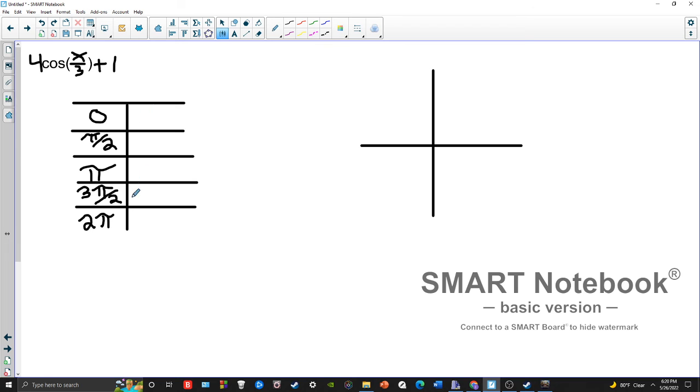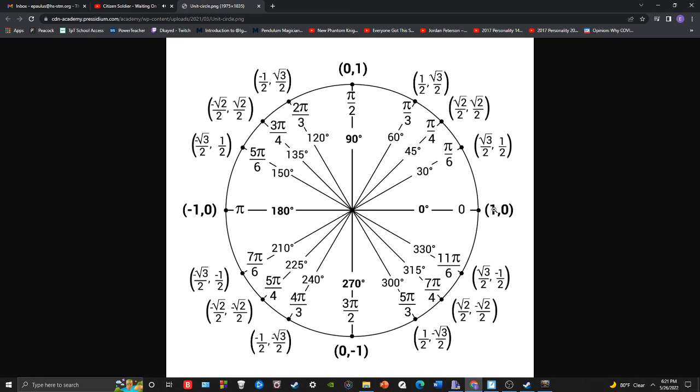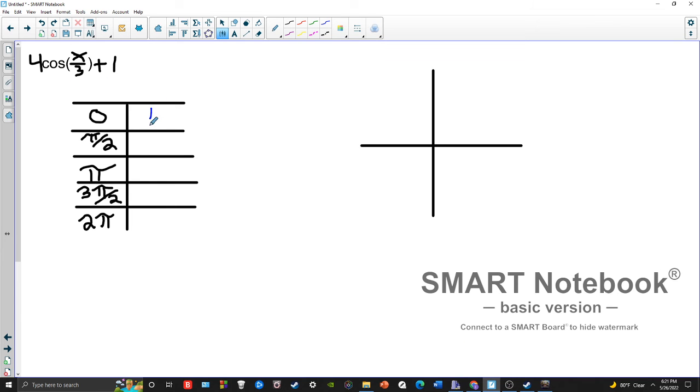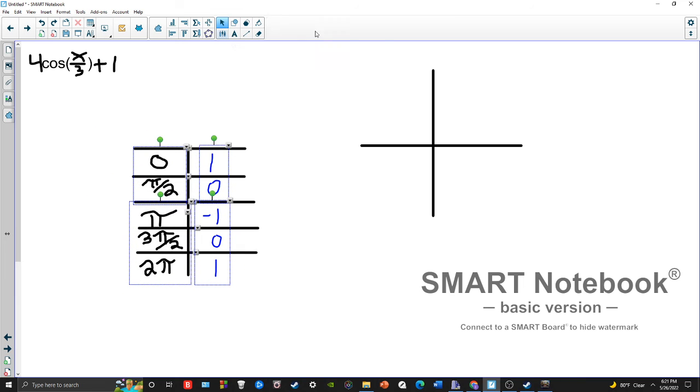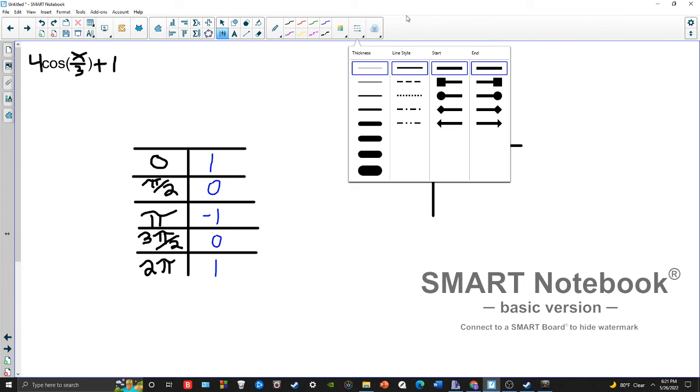Now, what about cosine? So if we go to our unit circle here, how does cosine move? So cosine goes 1, 0, -1, 0, and then back to 1. So let's write that down first. 1, 0, -1, 0, and then back to 1. So this is how a normal cosine of x would look in terms of a table format. But we don't have a normal cosine of x. We have all this other junk being done to it. So let's see what's going to happen now that we have these shifts involved, right?